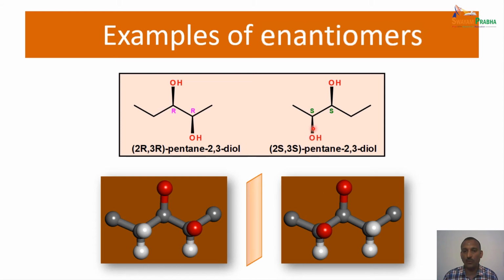That means the OH is pointing towards the observer. As you can see, the oxygen is pointing towards you. The same way here also it is pointing towards you. So here again this is an R configuration. So if you look at here, it is R and it is S. So how does pointing towards the observer keep changing?